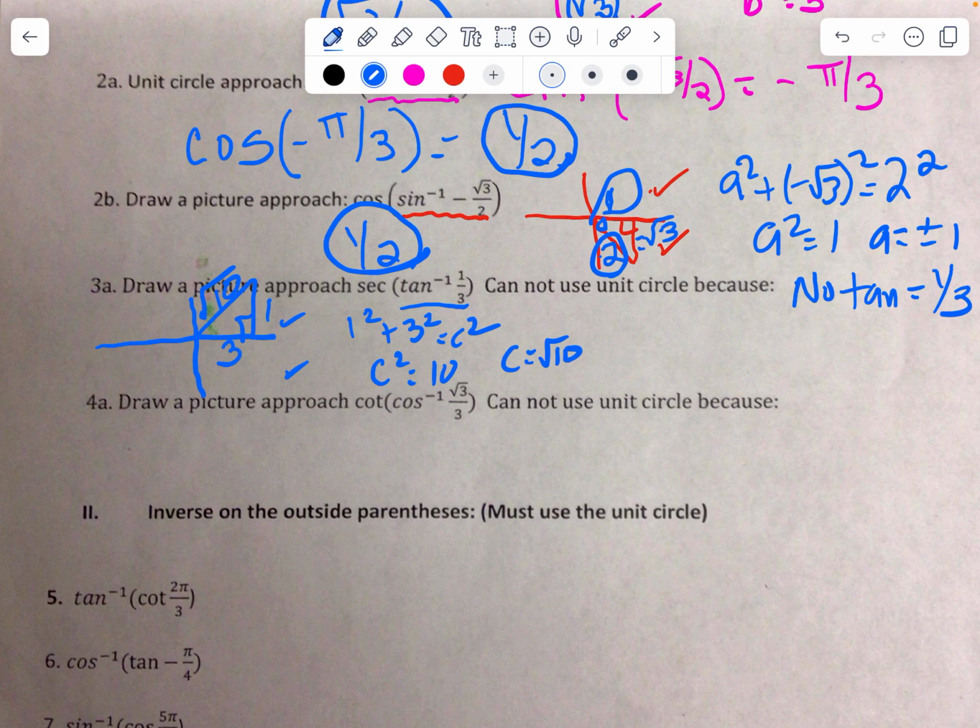Now, once you've gotten a picture of the angle that has a tangent of 1/3, we now look for the secant of that angle. The secant is the reciprocal of the cosine. So if the cosine is adjacent over hypotenuse, the secant is hypotenuse over adjacent. And that is the answer.